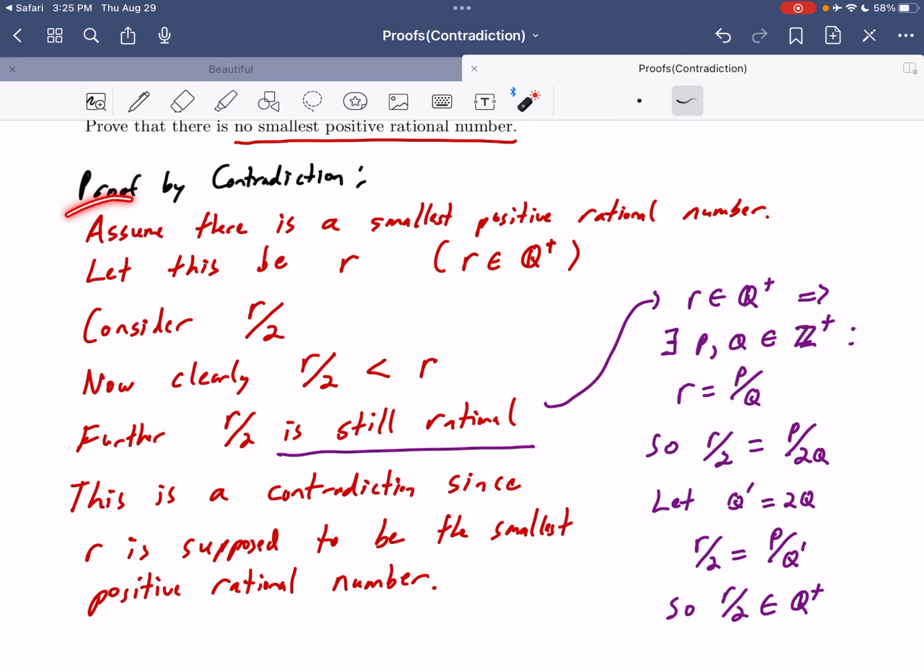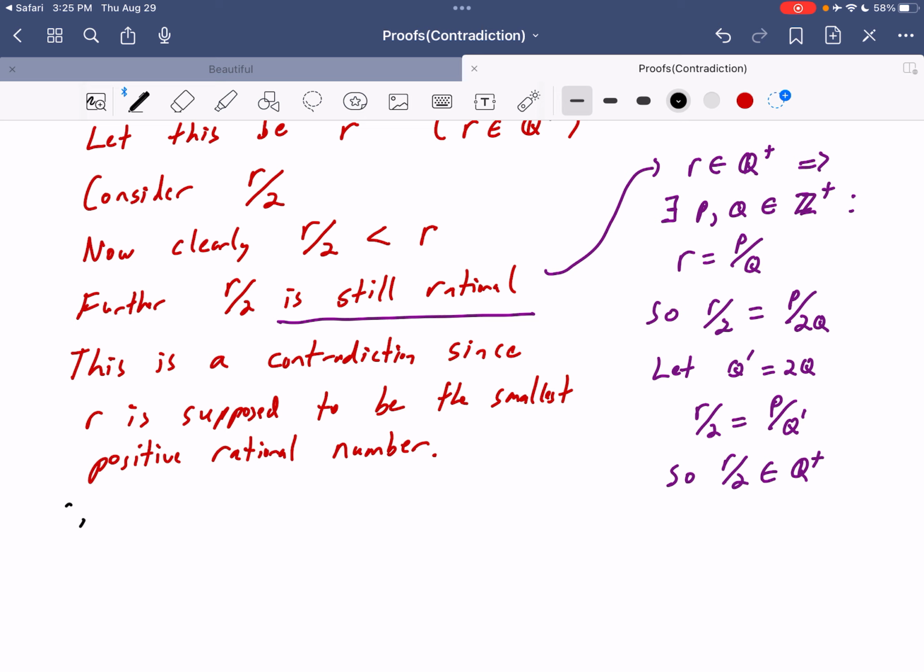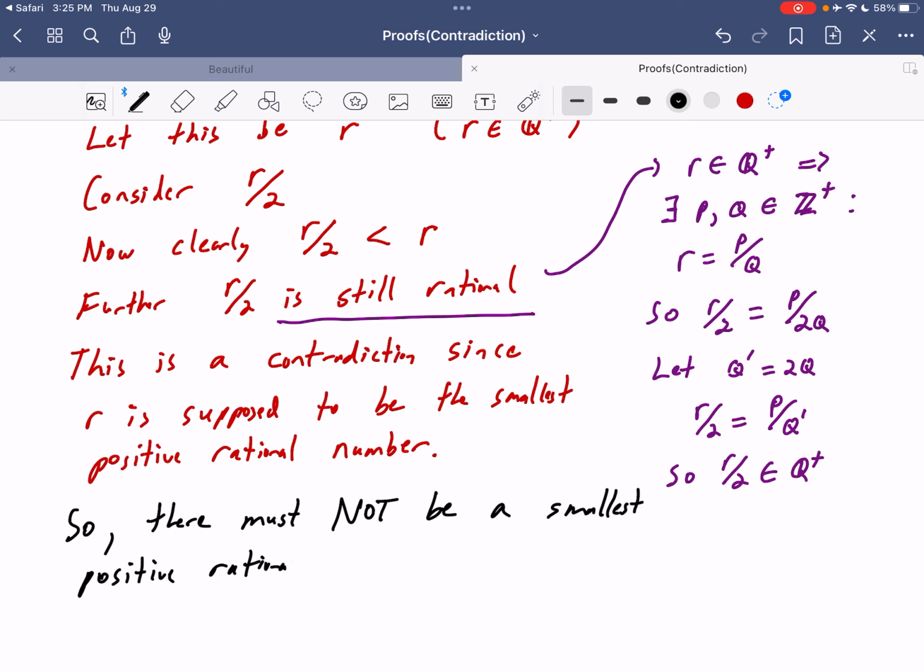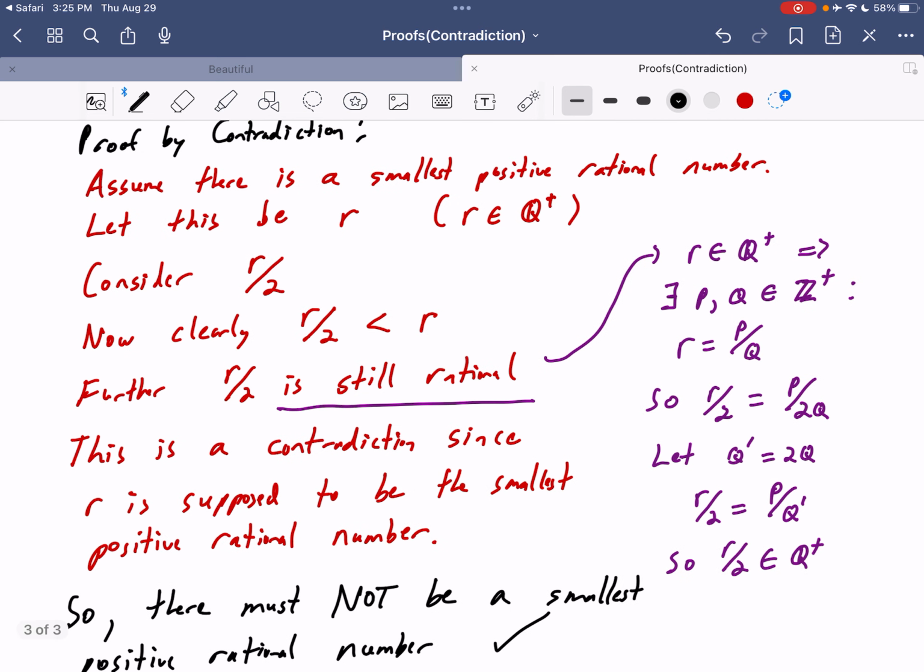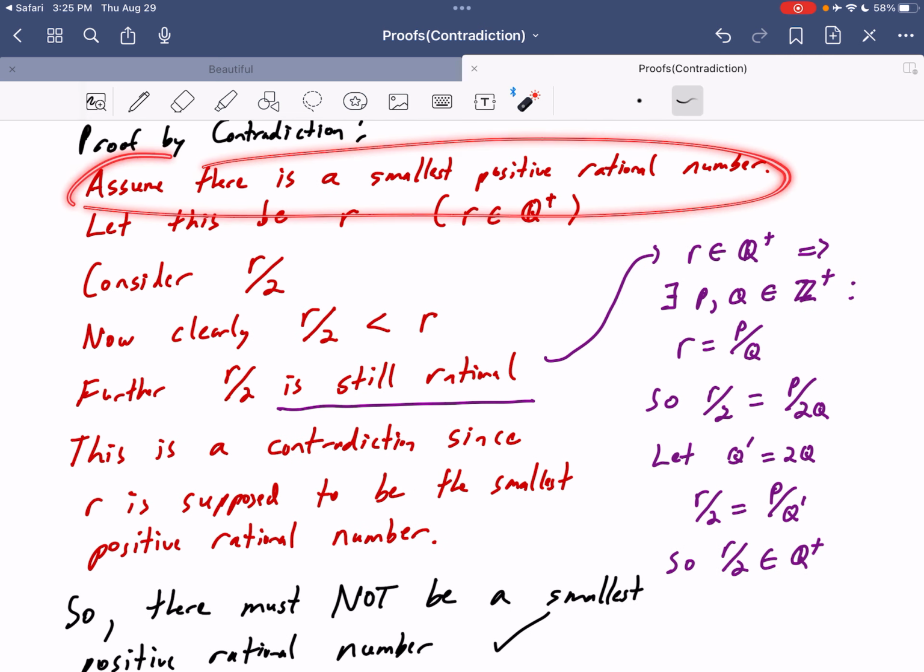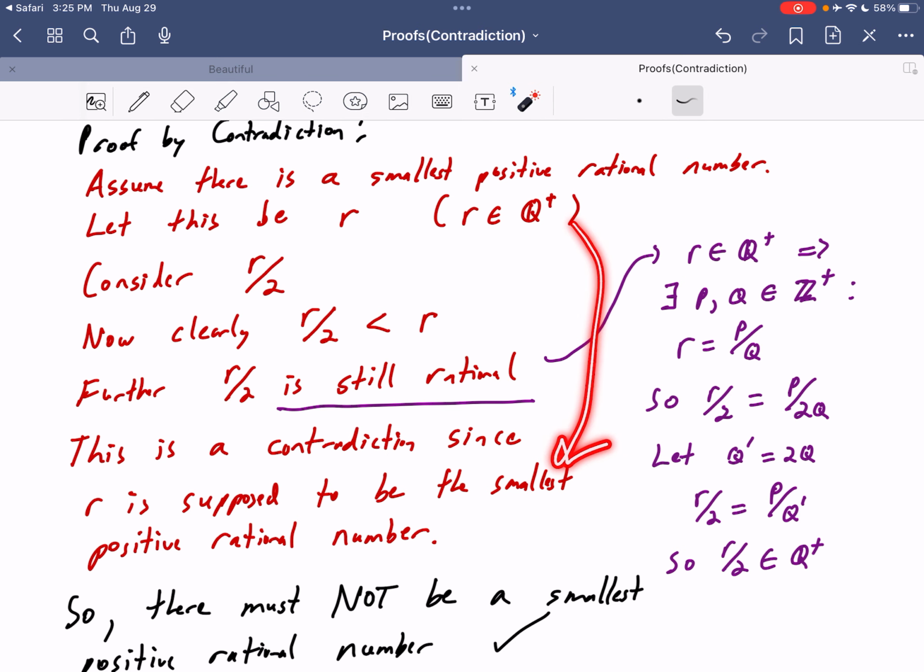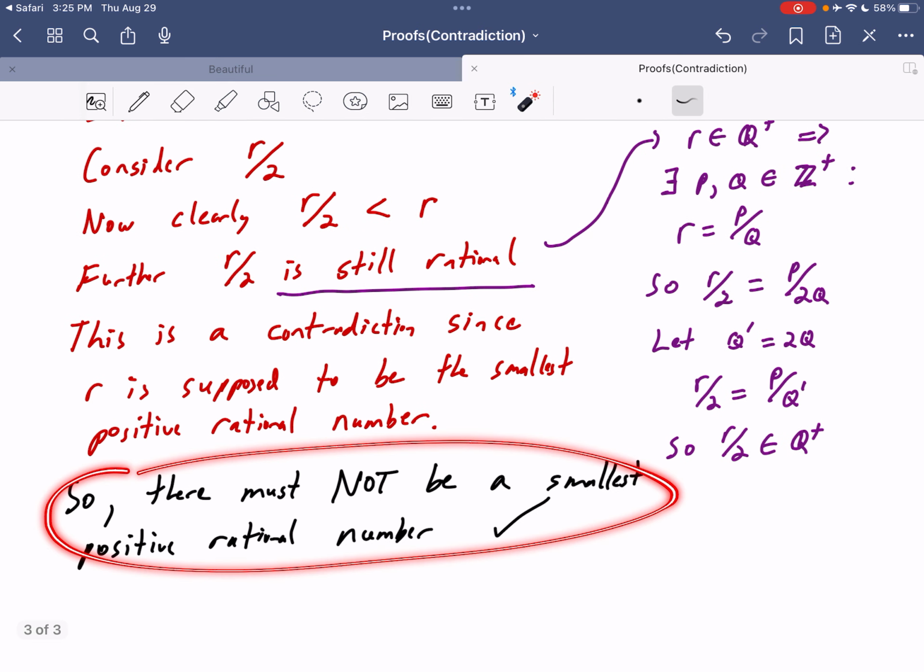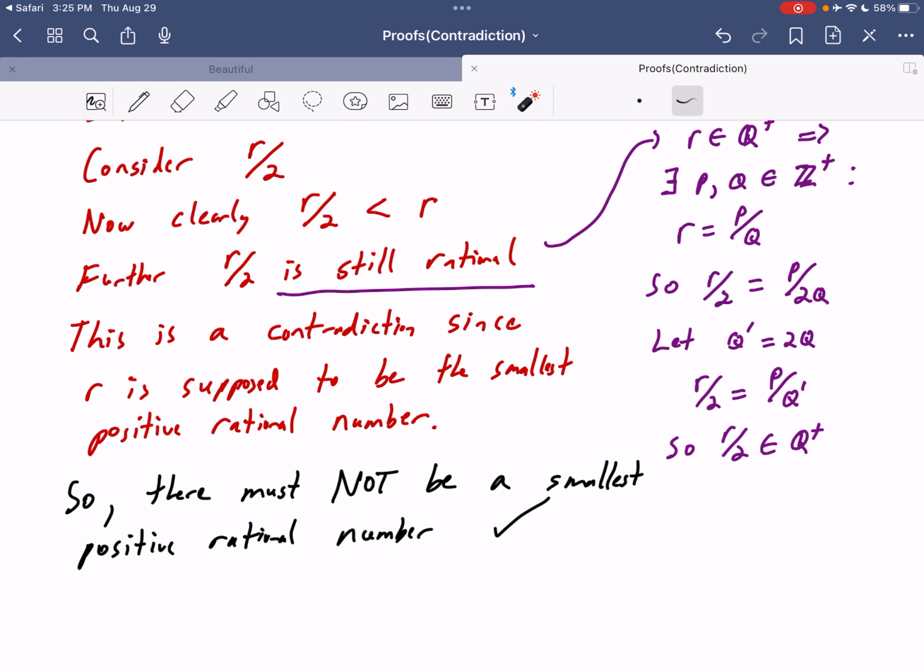Well, we must have gone wrong when we made this additional assumption. So, right, that tells us there must not be a smallest positive rational number. And that's what we were trying to prove. We basically showed that if we make the decision that there is a smallest positive rational number, it leads us to a contradiction. That must mean that there actually isn't one, which was our goal all along.